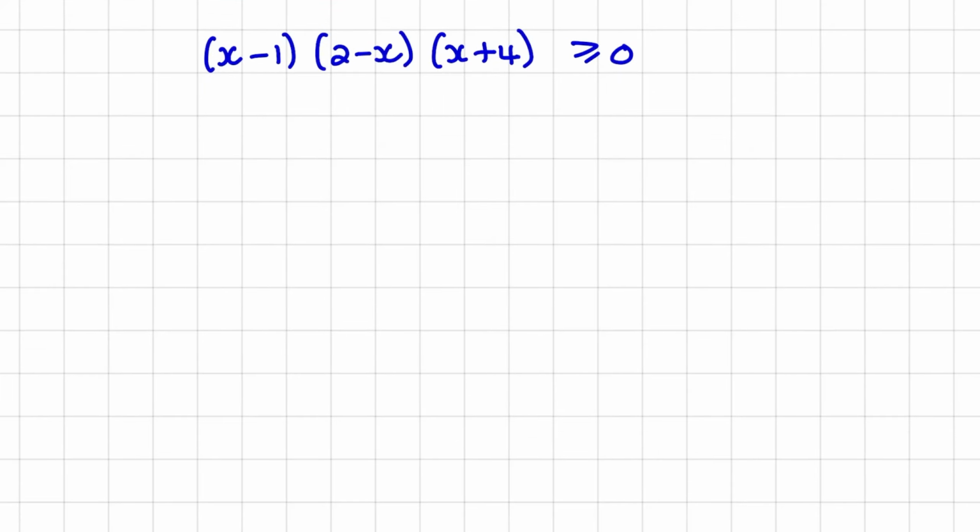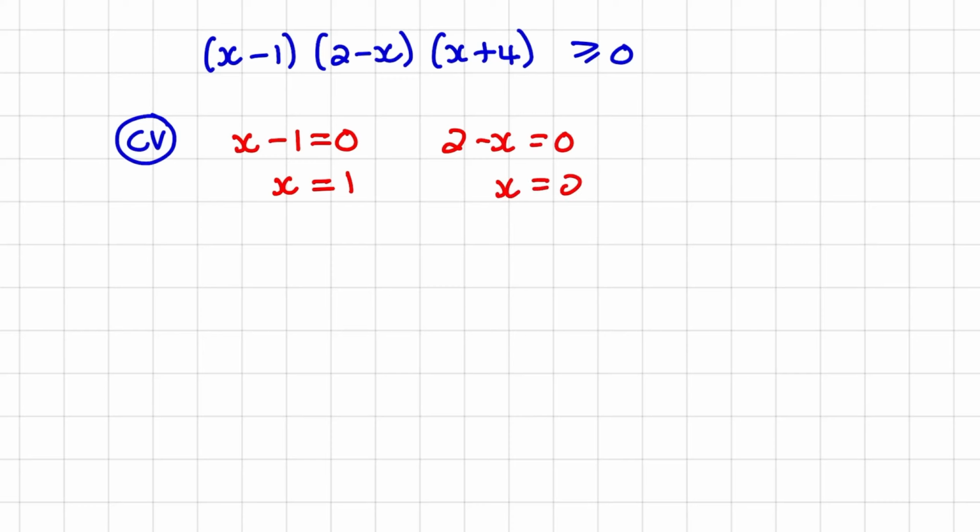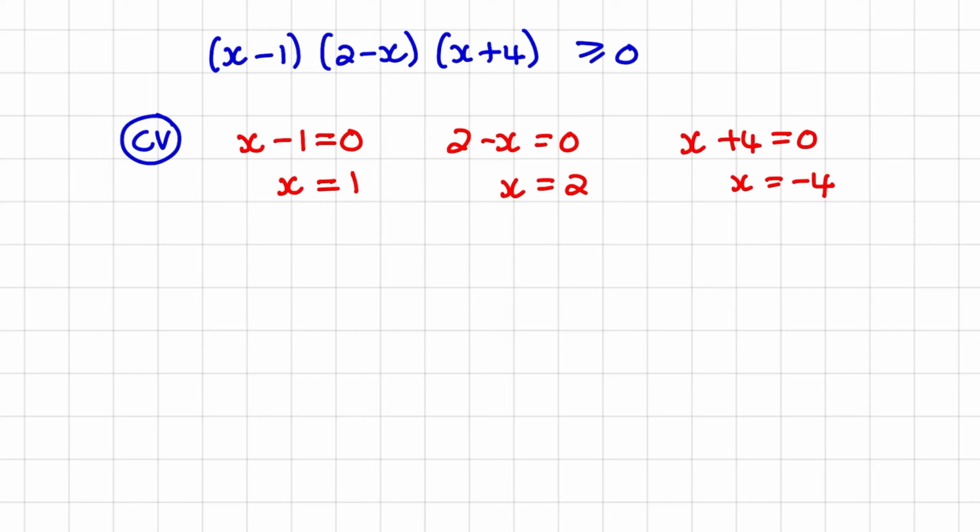So here we can see that we do not have a quadratic equation as before, but this equation would rather be cubic. Notice that we do not need to factorize, so we can simply use the brackets in order to find the critical values. If I set the first bracket equal to 0, x would be equal to 1. If I set the second bracket equal to 0, then x would be equal to 2. And if I set the third bracket equal to 0, then x would be equal to negative 4. So these are my critical values: x equal to 1, x equal to 2, and x equal to negative 4.